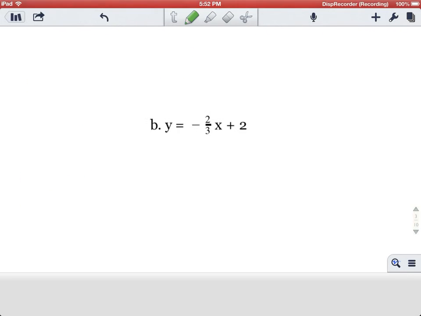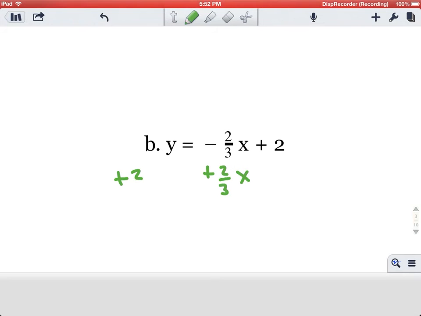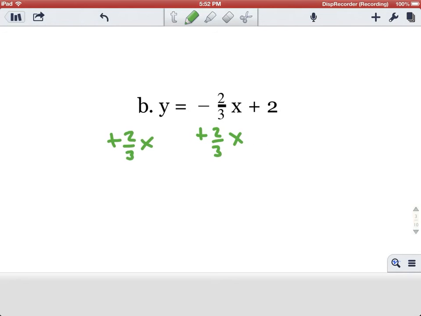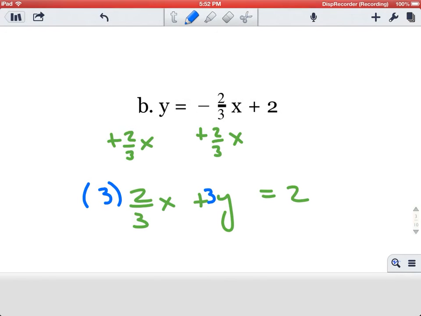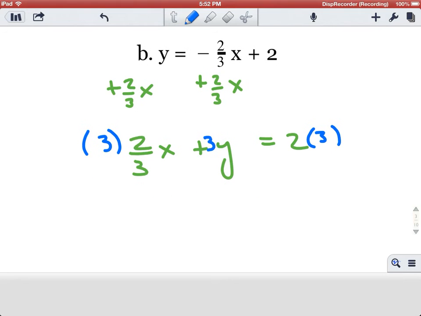Part B, we needed perhaps a little bit more work. And the truth is, the easiest way to do this is to get rid of the fraction first, or you could simply add the x to the other side. Either way, you're going to have to get rid of the fraction. So that is not a final answer. So we need to multiply everything by 3, including the y and including the 2. And that allows us to get 2x plus 3y equals 6.